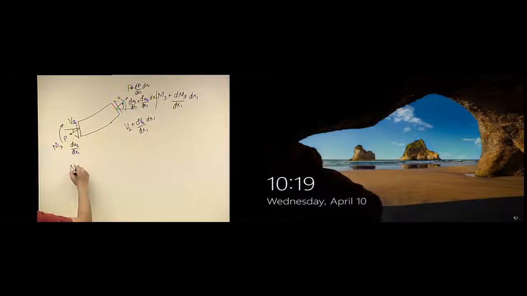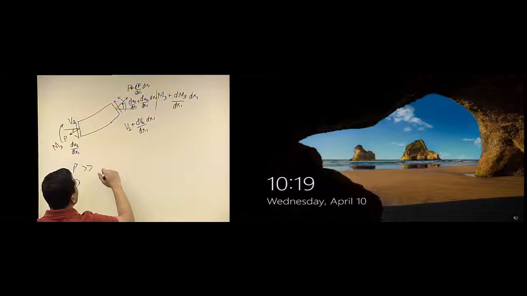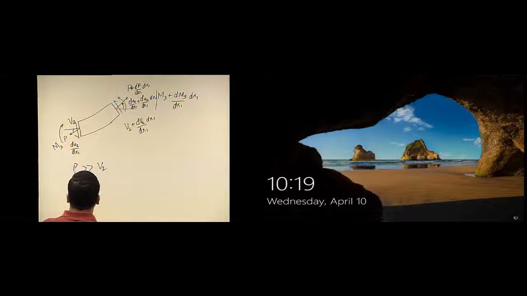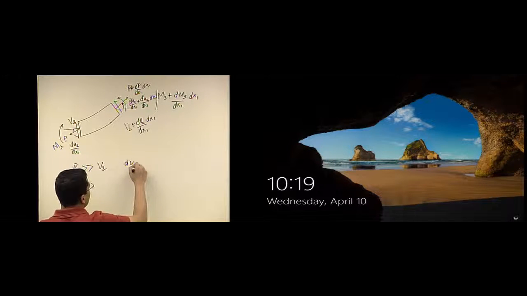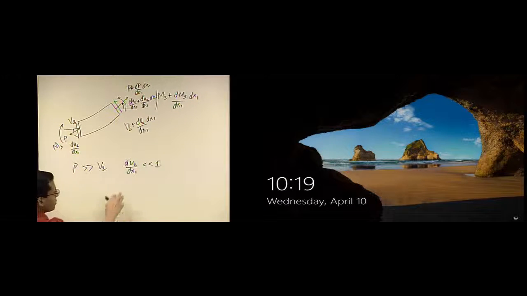So N, or let's say P, is much higher than the V2. Okay, so our axial loads are much higher than the shear loads. And in the Euler-Bernoulli beam, we have an assumption that our slope is much less than 1, right?